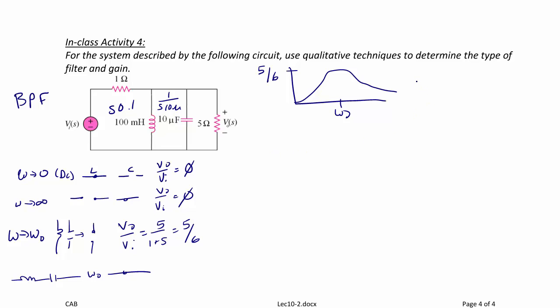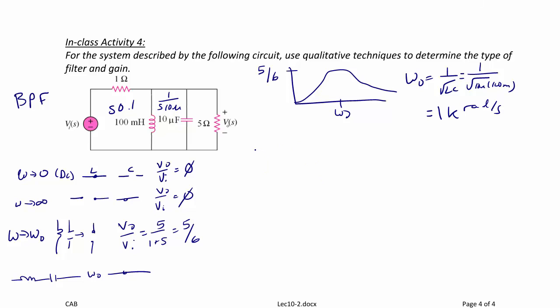And remember, omega naught is equal to 1 over the square root of LC. That's our resonance value. So that's going to be equal to the resonance when we find it. So that's going to be equal to the square root of 10 micro times 100 milli. So we get that omega naught is equal to 1 kiloradian per second.